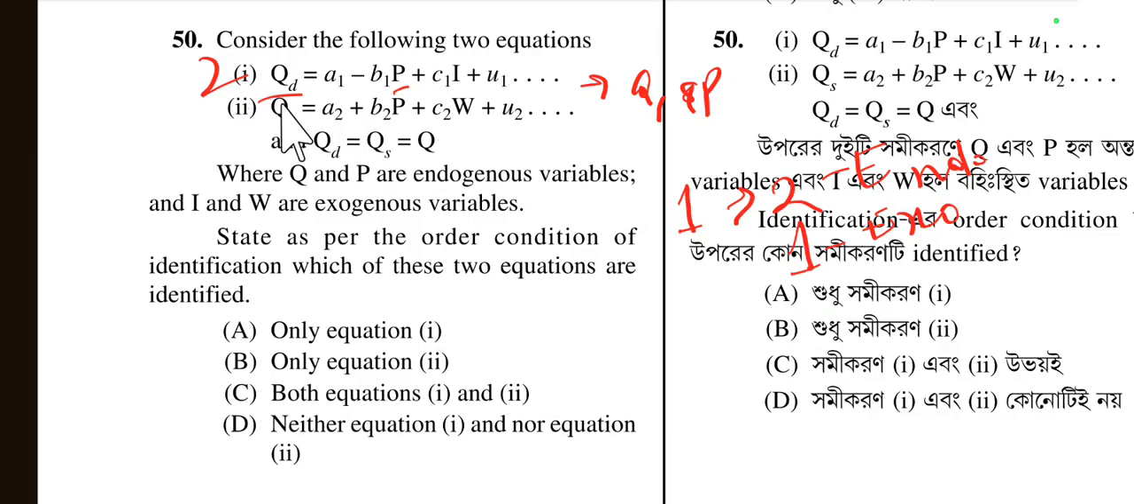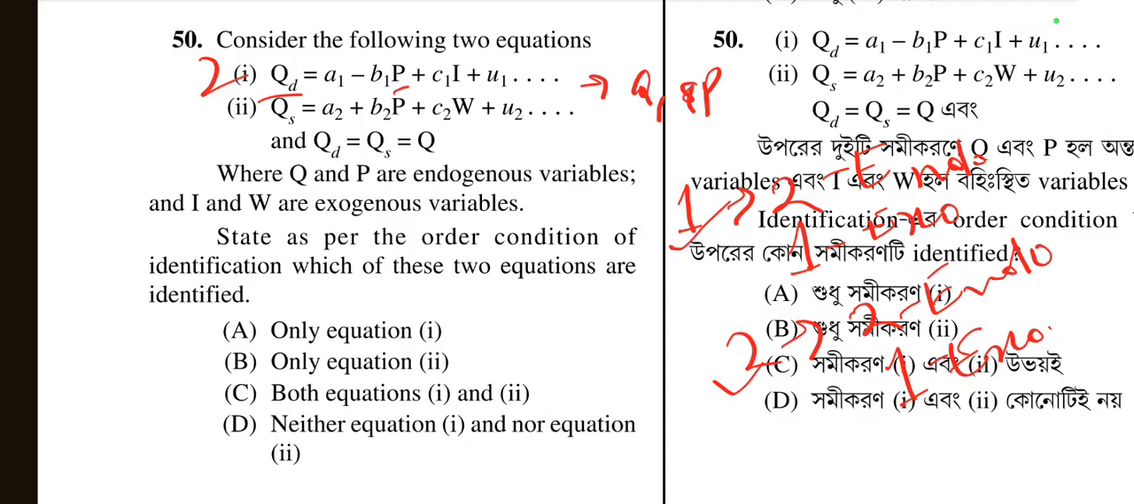Then in equation 2, the endogenous variables are Q and P, so 2 endogenous. So in equation 2 also there are 2 endogenous variables, and the exogenous variable is W. So here 1 exogenous variable. So in both equations 1 and 2, there are 2 endogenous variables and 1 exogenous variable.